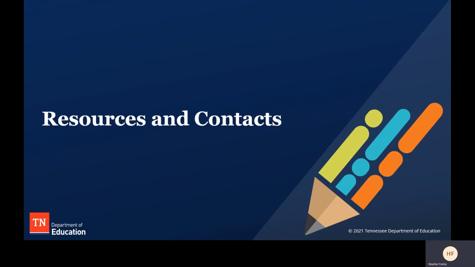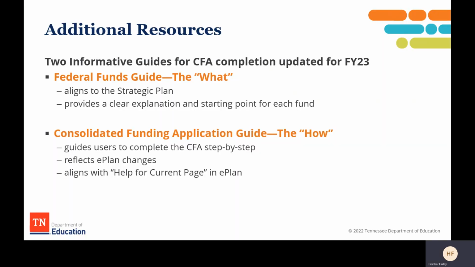Resources and contacts. The two biggest additional resources that I feel are very pertinent for your FY23 CFA are your Federal Funds Guide, which is considered the WHAT. It helps let you see what you can and cannot use depending on the need for each title within the CFA. And then there is the Consolidated Funding Application Guide, which is the HOW. You can utilize this as a step-by-step process as you go through the CFA.